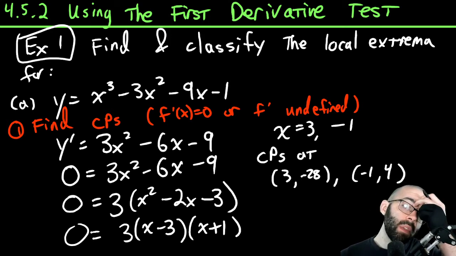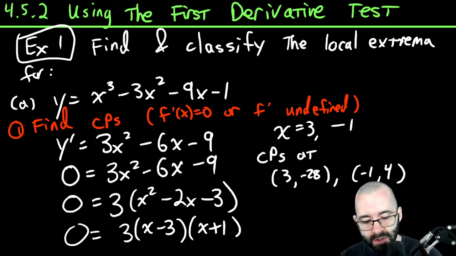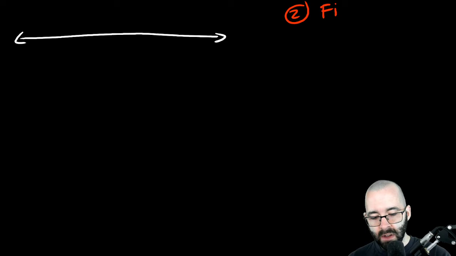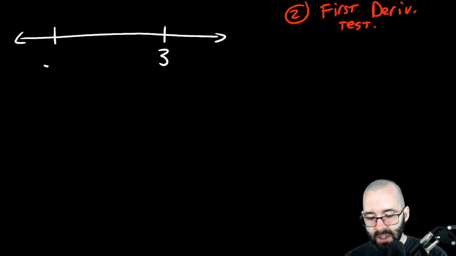So then, all that's left is classifying them with the first derivative test. So let's look at this first point, at the point 3 comma -28. How does the derivative work? The way that a lot of times we use the first derivative test is we make a little number line. And we look at these x coordinates, 3 and -1. This is going to be our step 2, first derivative test. So let's say 3 is over here and -1 is over here.